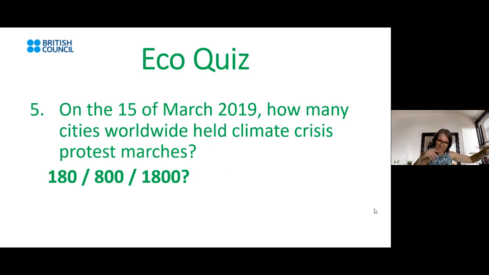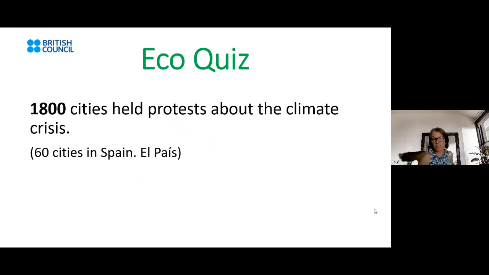Your students are there, they're guessing, they're thinking whatever. And it was actually 1,800 cities. Now the point here, and I would use this often as a trampoline onto another activity, is to tell our students that things are changing.